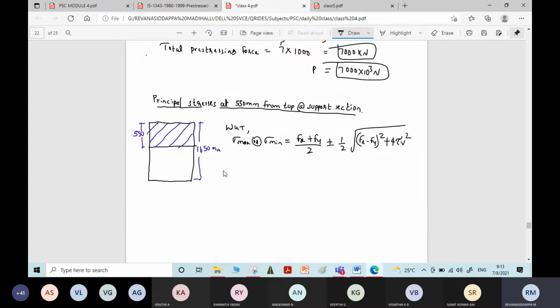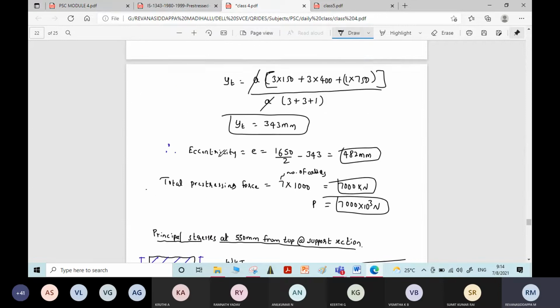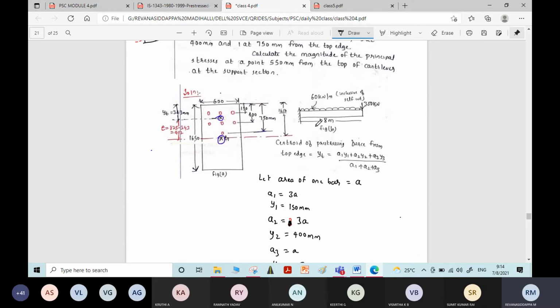First we will find fx. Here these are very important steps, students, listen. The type of beam given is a cantilever beam.